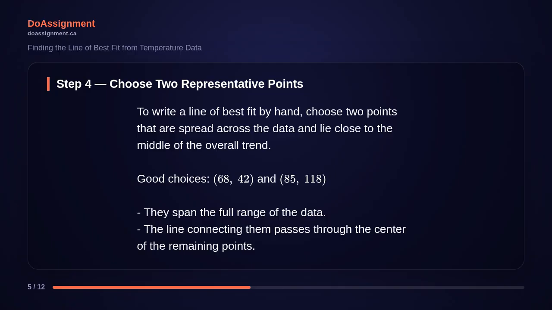To find the equation of the line of best fit, we choose 2 points that represent the overall trend well. Using the first point, (68, 42), and the last point, (85, 118), gives us a line that spans the full data range and passes through the middle of all the points.